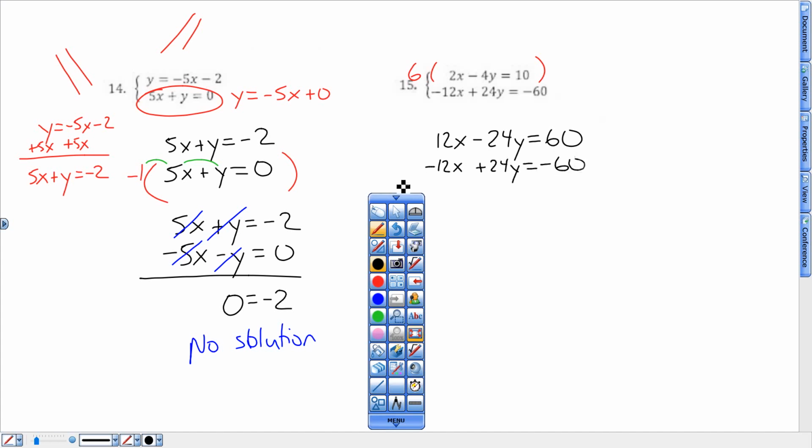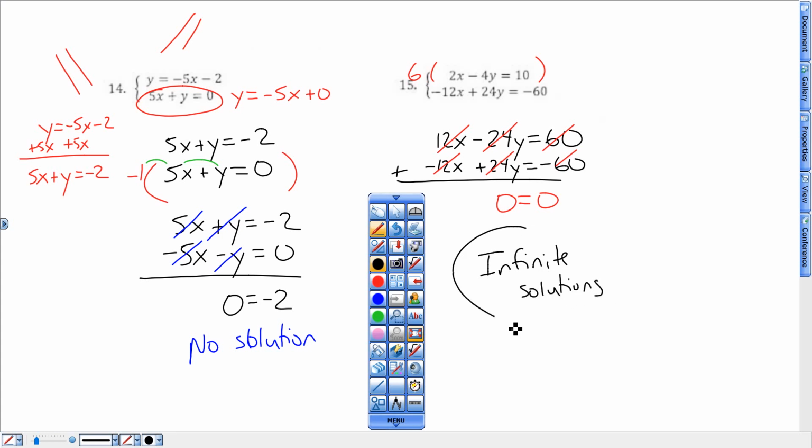And then when I add these together, I need you to see that everything cancels away and you're left with 0 equals 0, which is an infinite solution look. Whenever you have something like that, infinite solutions, that means those are the same line. They're like overlapping lines.